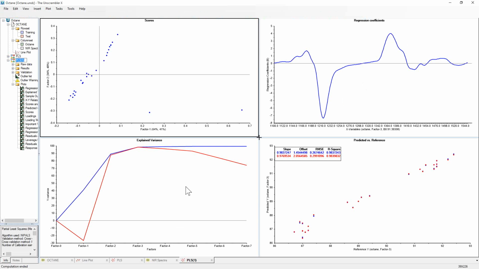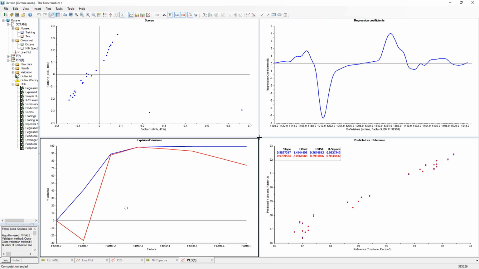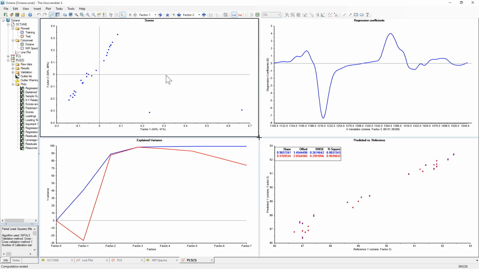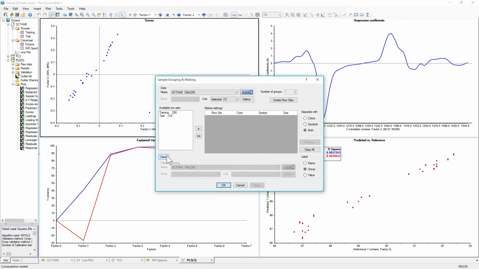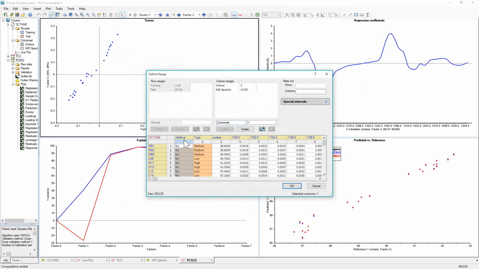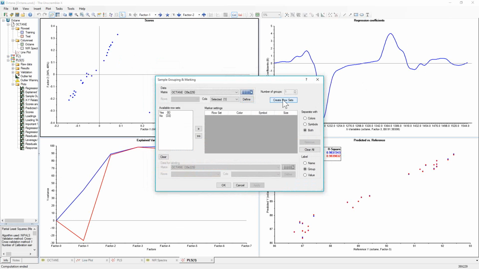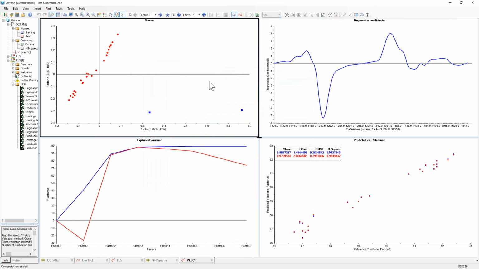But again, the first thing we want to look at is that explained variance. What we see here is that in factor 1, our cross-validation is really awful, but then it's quite good for factor 2 and factor 3. This is really common when you have outliers in your data, and we can actually see them in this particular data set very clearly in our scores plot. I'm going to right-click, do a sample grouping based on the additive, and show that these two data points are the ones that have additive in them.